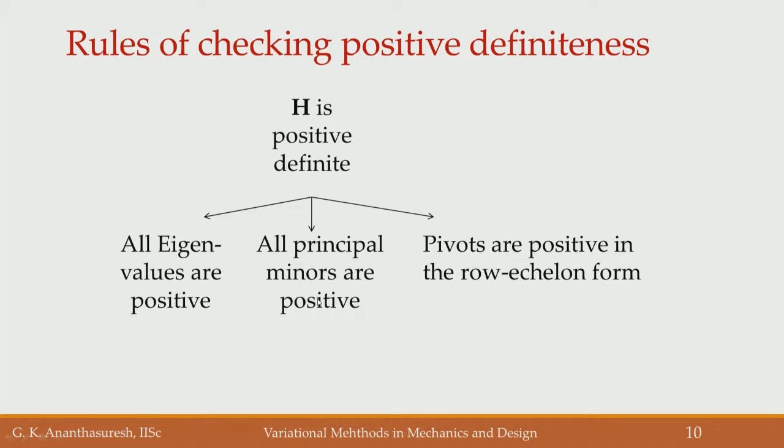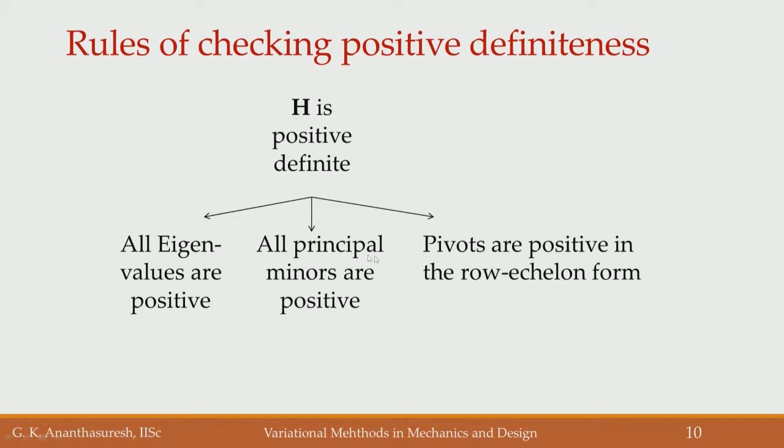Principal minors are, the largest principal minor is the determinant itself, that is you take the entire matrix, take determinant. The one before that will have the first row and first column removed, and it goes like that. Okay. So, first row, second row, first column, second column, if you keep on removing it, you get principal minors. All of them have to be positive, or the so called pivots that come about when you take the matrix and reduce to this row reduced echelon form. If all pivots are positive, that also is a test for positive definiteness.